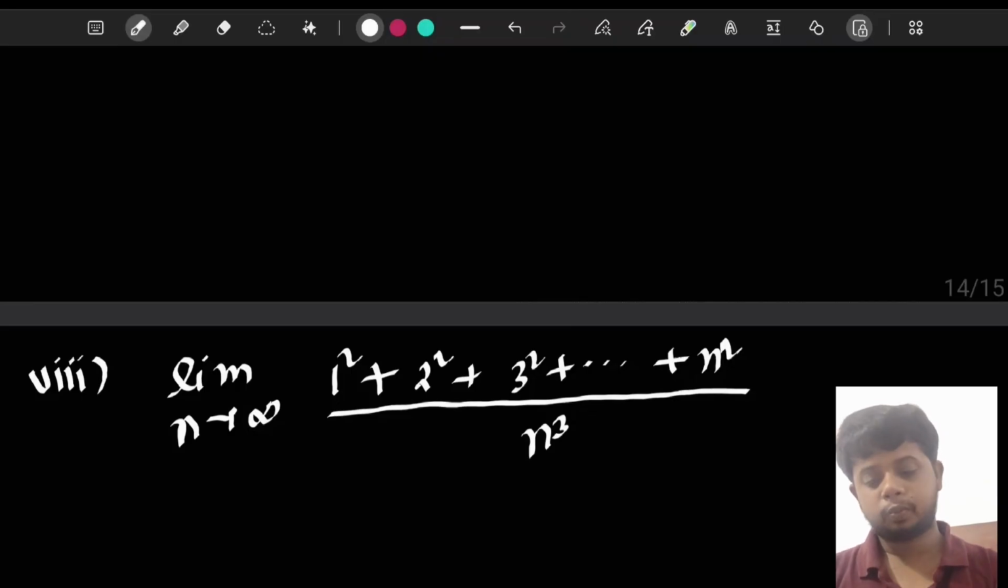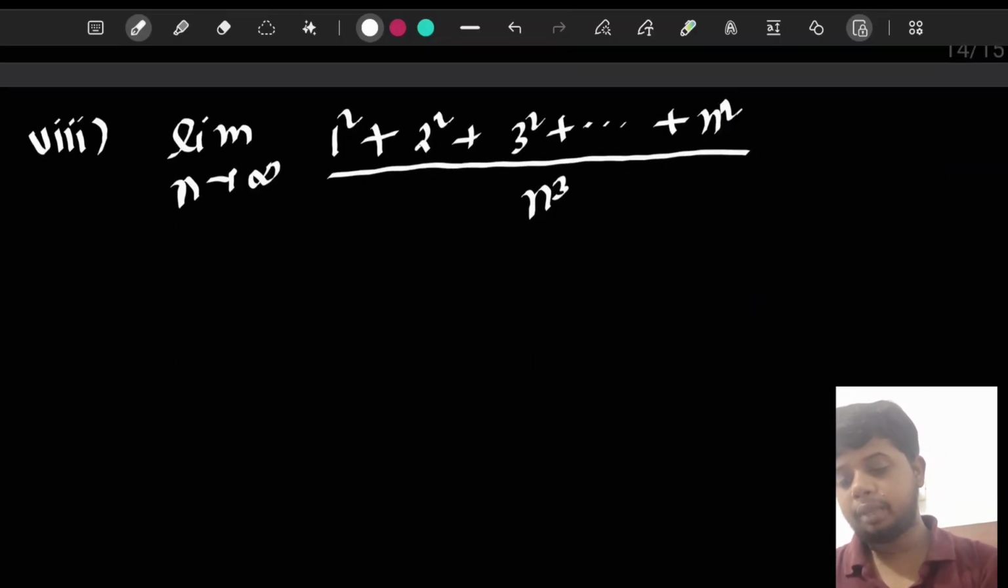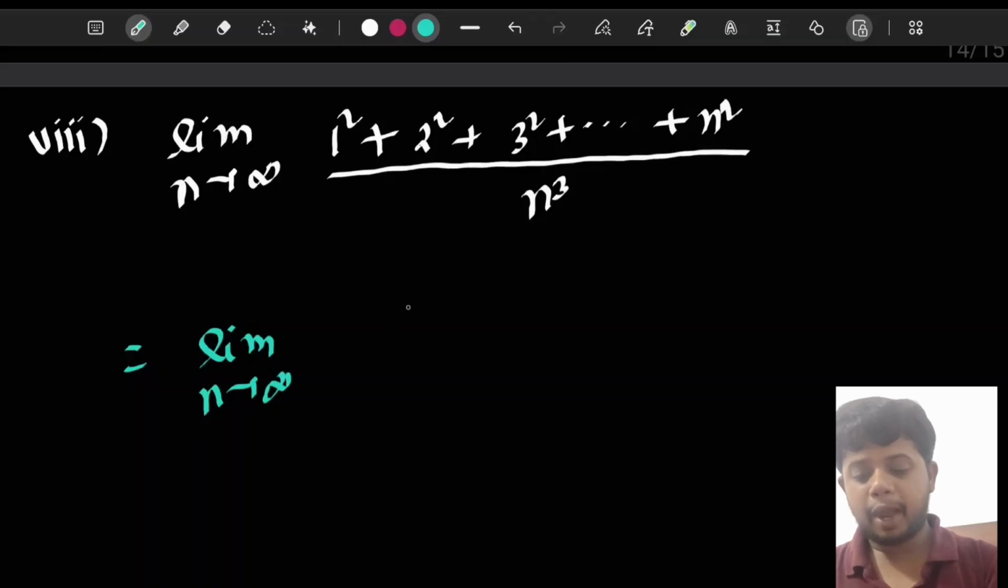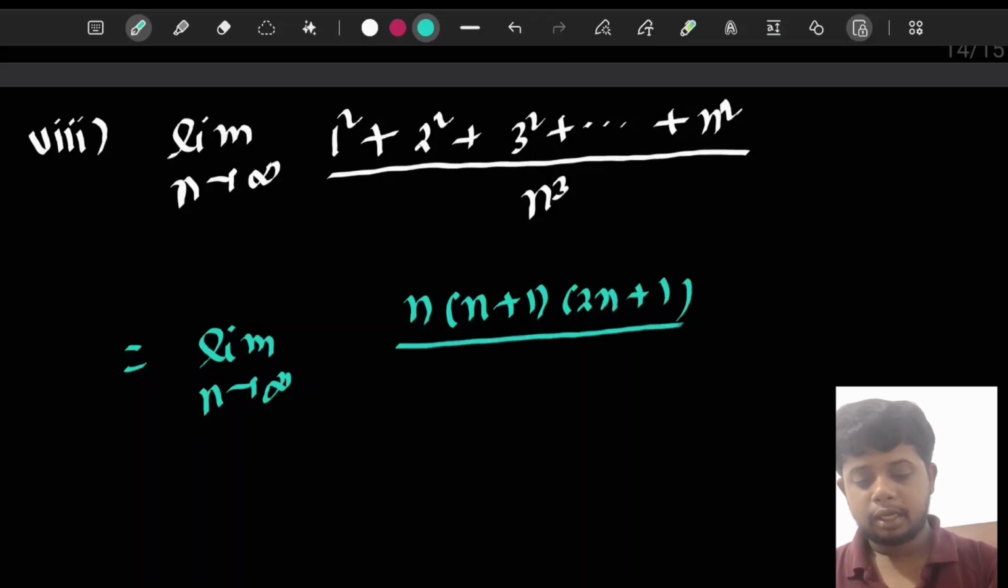Can you tell me? We know one thing. Pause the video first, try, then see the solution. So you'll get limit n tends to infinity. This expansion you all know, n into n plus 1 into 2n plus 1 by 6. By 6 we can go outside, and here I'm getting n cube.